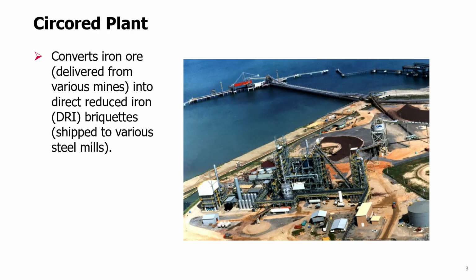Creating process flow diagrams. For this part of the course, we're going to use an example organization, an example plant that converts iron ore, which is mined in a number of mines and delivered to this plant. It is converted to direct reduced iron briquettes, for short DRI briquettes, which are then shipped to various steel mills so that the steel can be made of them. It's actually a very complex plant.